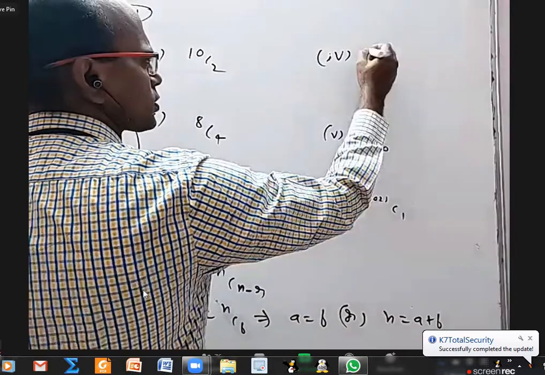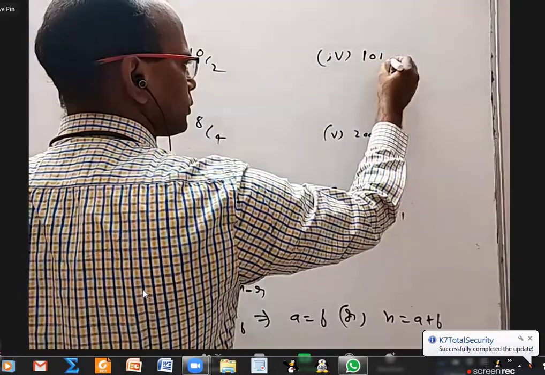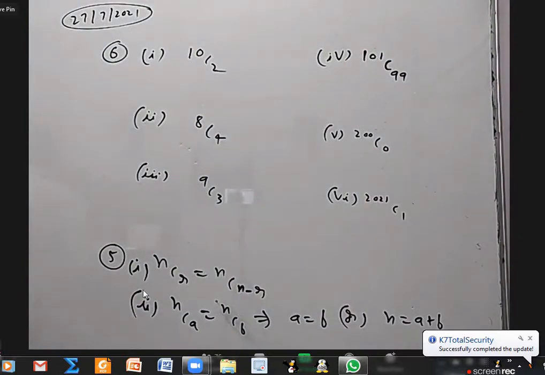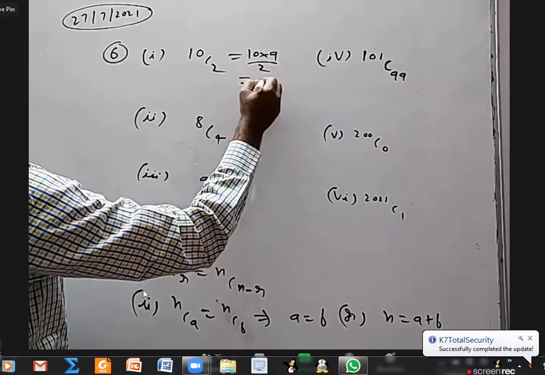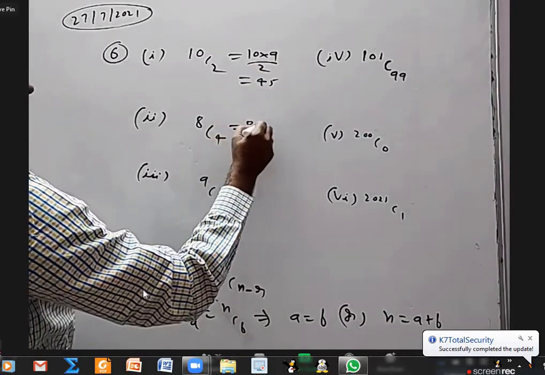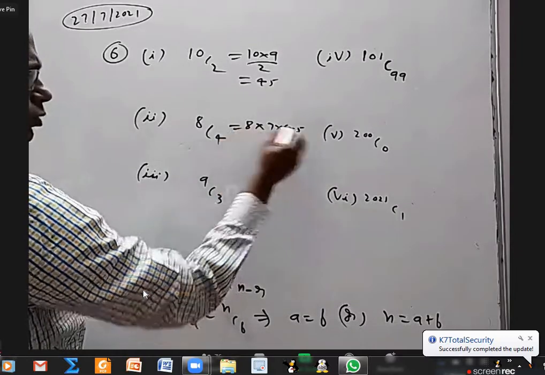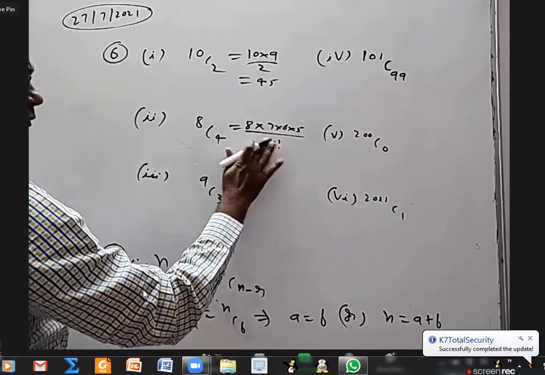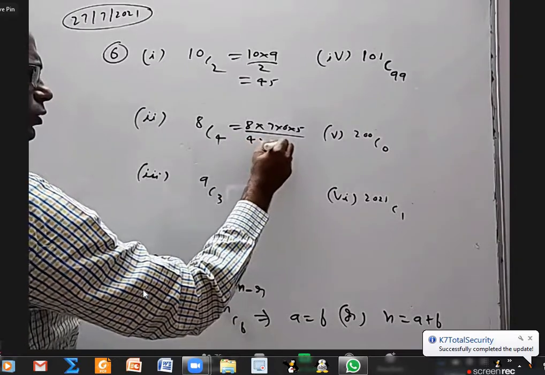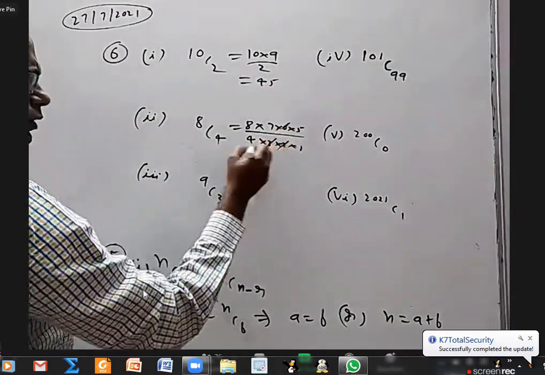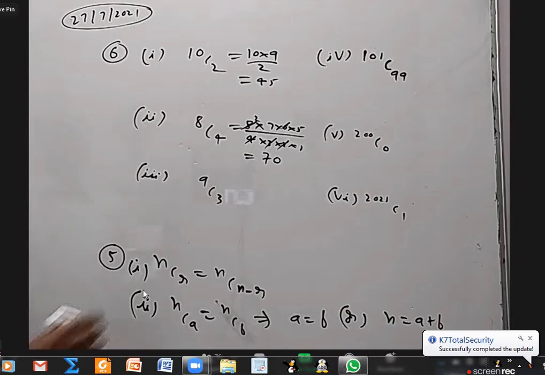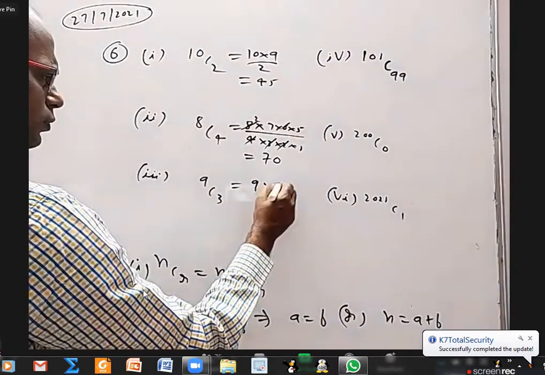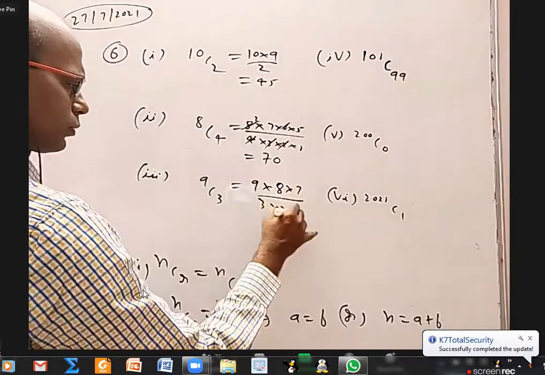10C2 means starting from 10, decreasing order, 2 numbers, 10 into 9 by 2, 45. 8C4 is 8 into 7 into 6 into 5, 4 numbers, by 4 factorial, 24, which is 4 into 3 into 2 into 1. 6 and 3 cancel, 4 and 2, that is 70. 9C3: 9 into 8 into 7 by 3 into 2 into 1.